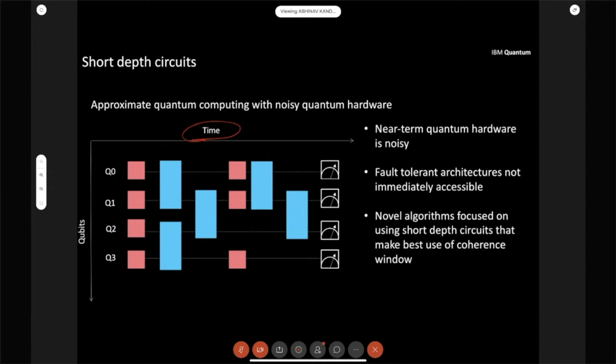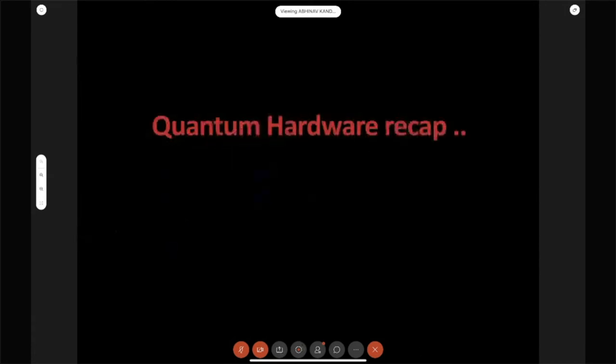So with that, perhaps I can take a few questions. I know we've just started, but the next thing I'm going to get into is a quick recap of the hardware. And we're going to connect that to the kind of errors that one deals with and how they affect the performance of algorithms, specifically in the context of molecular simulation.